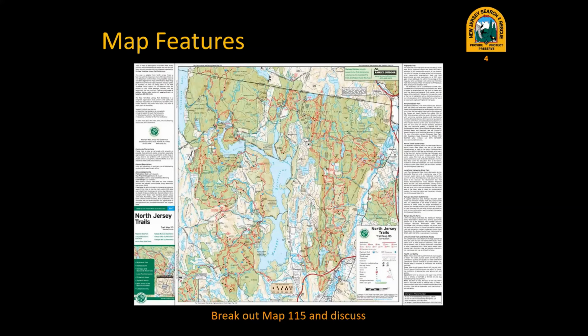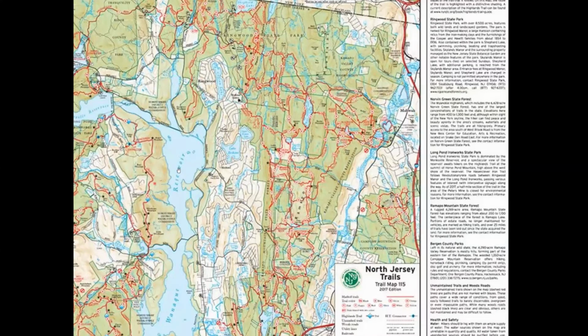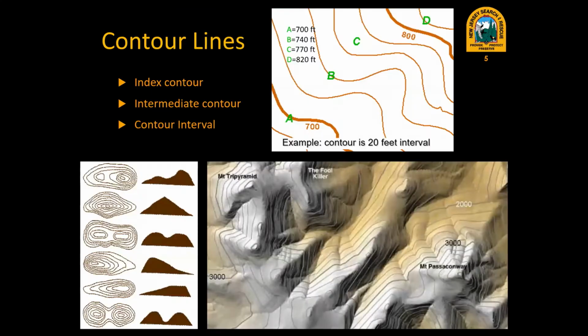It's difficult to see on this map, but if you zoom in, you'll see small brown lines that represent the contour lines and elevation. And speaking of those contour lines, there's a couple things you need to know. The first is that there are index contours. These are thicker brown lines that show large increments, usually 700 feet, 800 feet, etc.